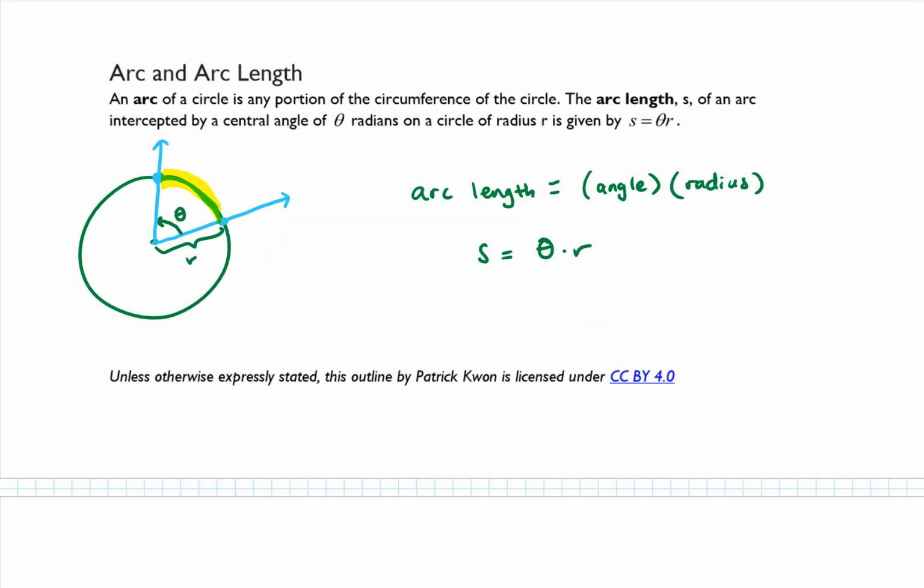So really quickly, just as a quick reminder, when we defined arc length up here, the arc length is equal to the angle times the radius, but the angle has to be in radians. So just be careful about that when you're thinking about the angle in these types of problems.